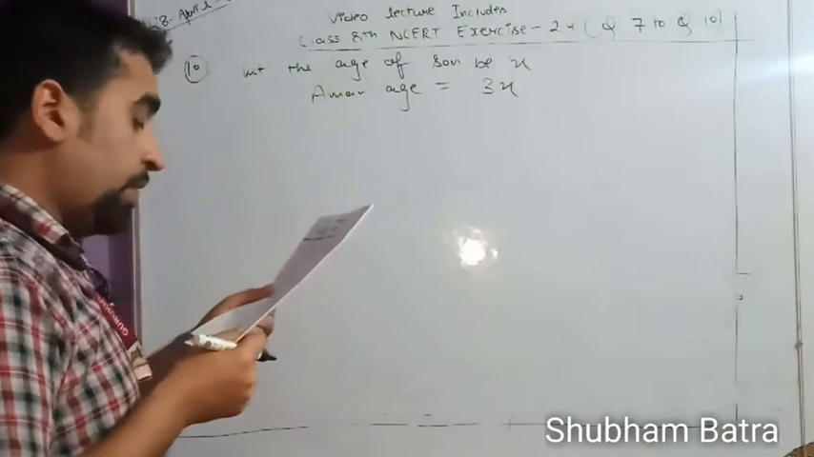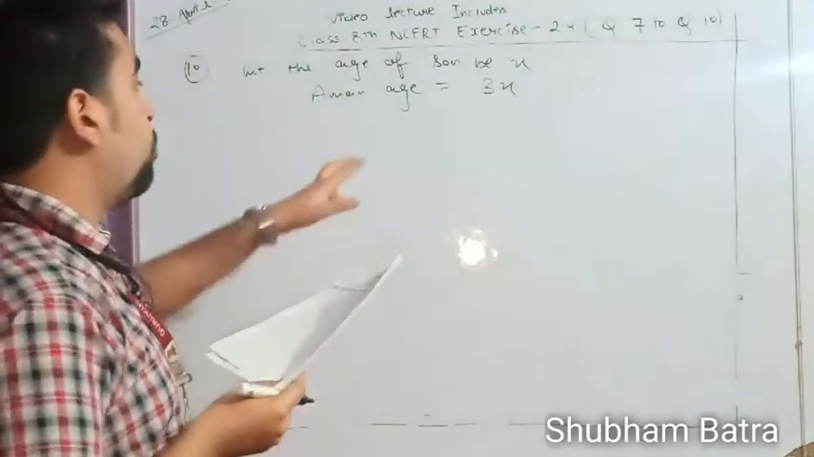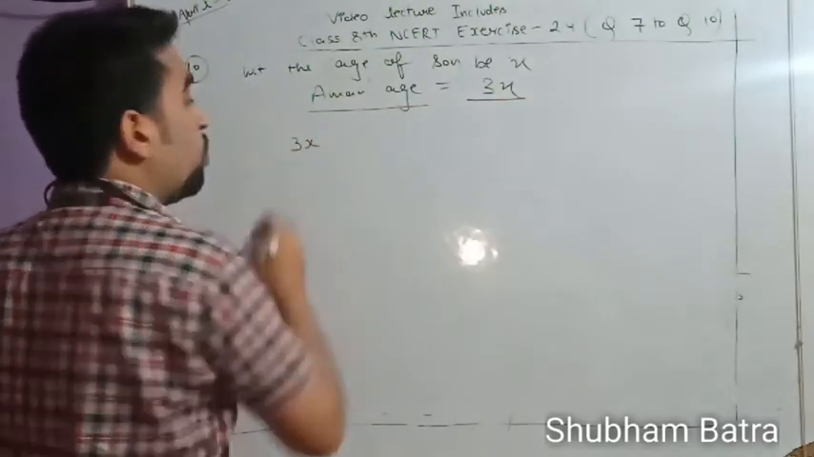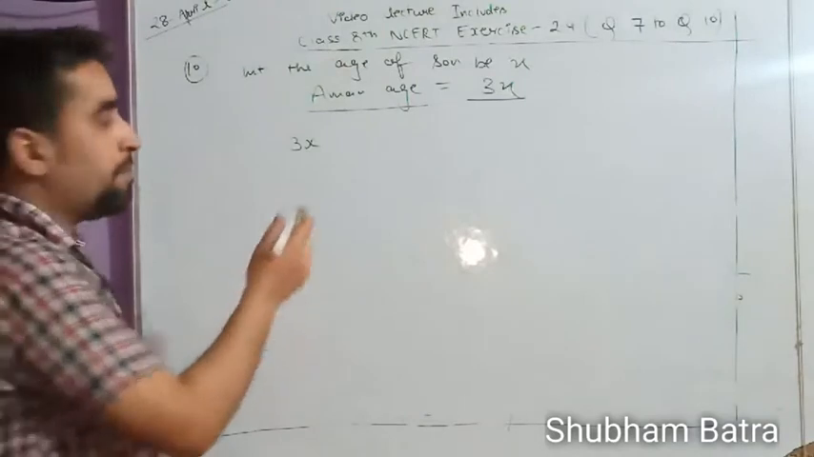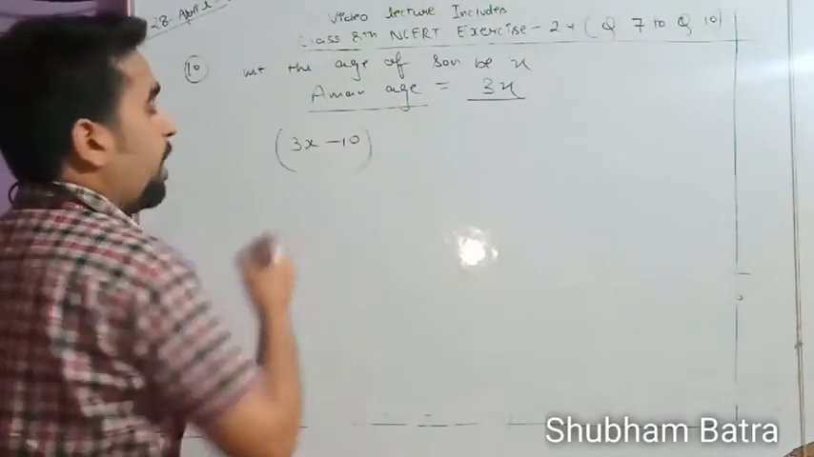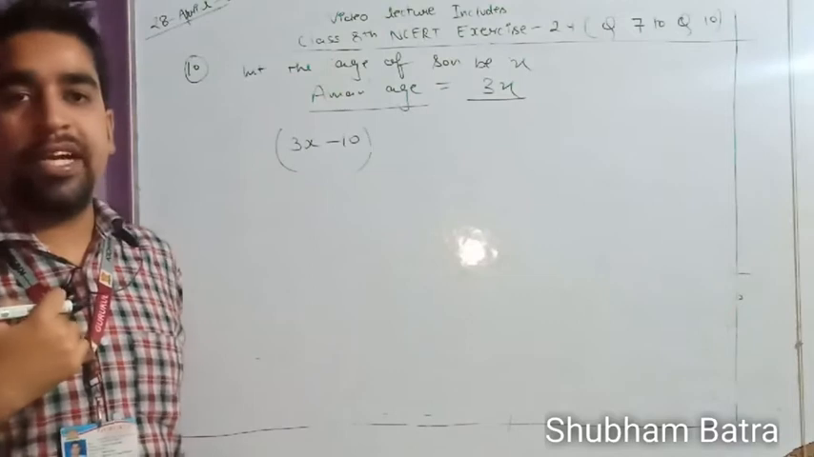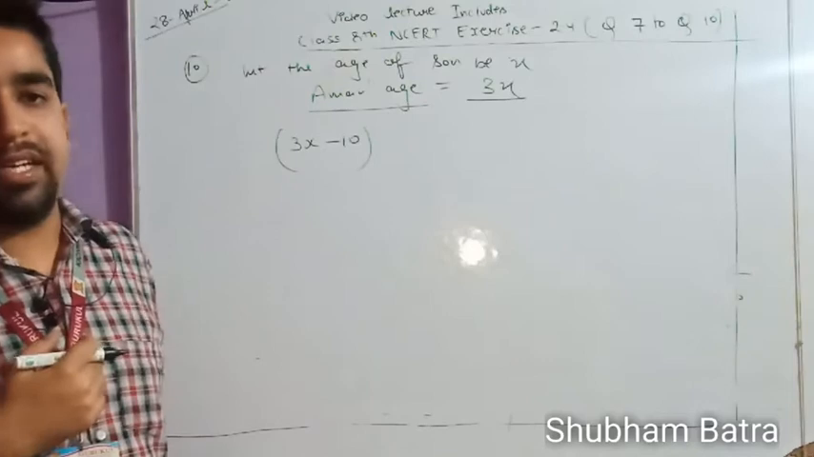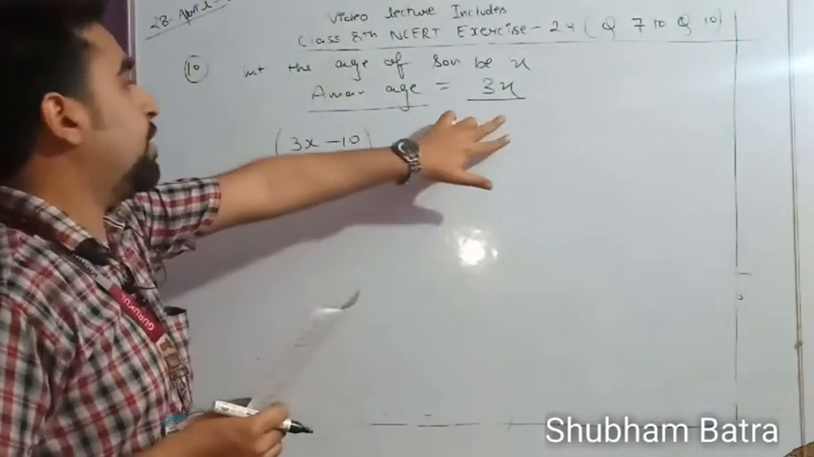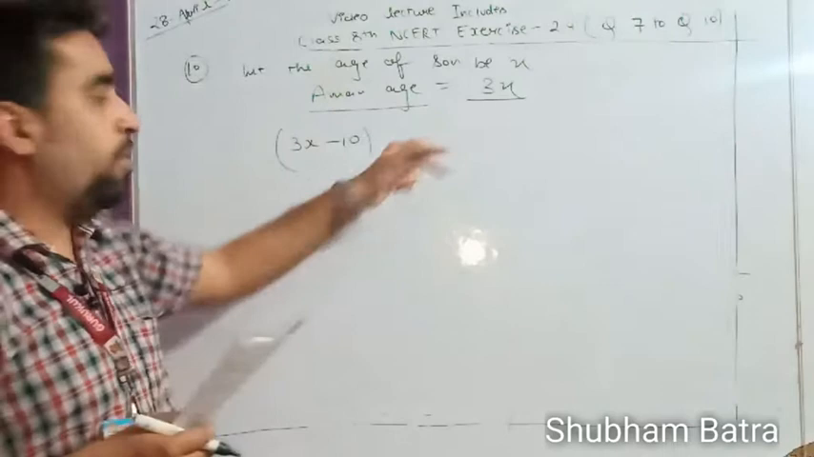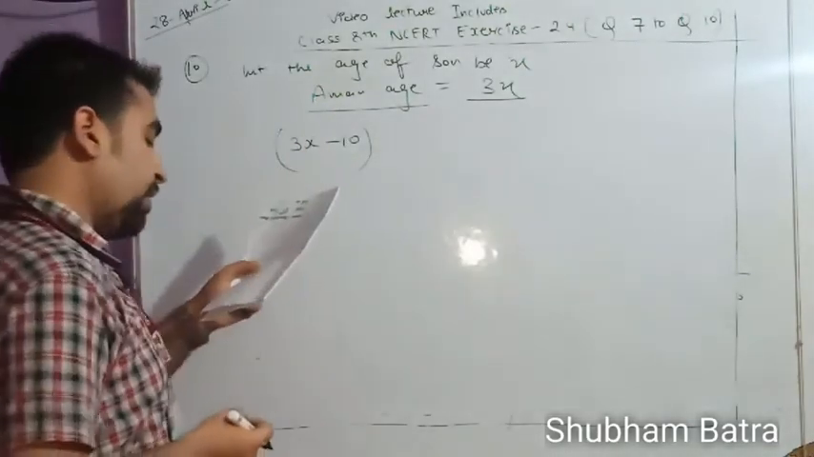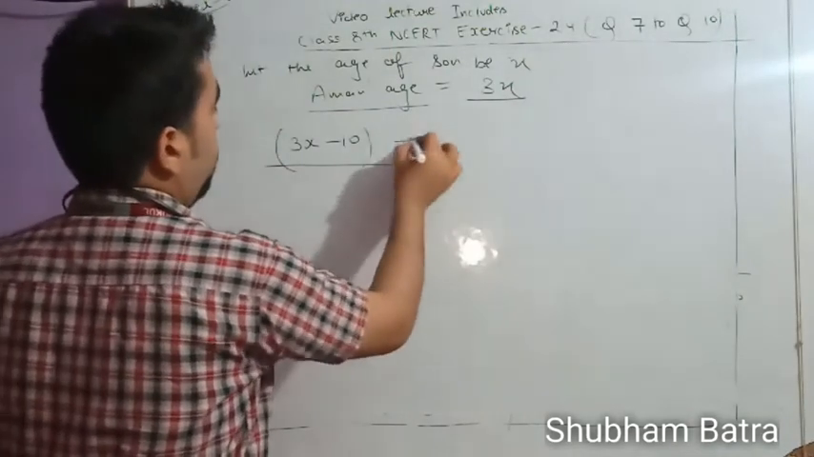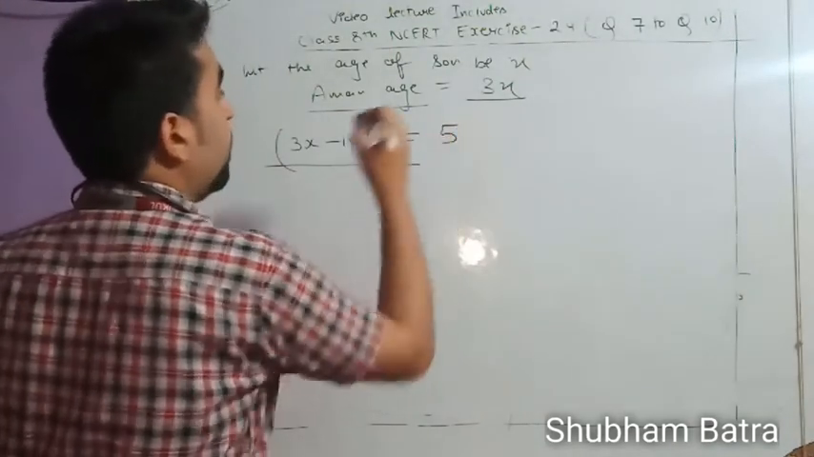Now, 10 years ago. If Aman's age is currently 3x, then 10 years ago his age will be 3x minus 10. Suppose someone asks my age 10 years ago. I am 28 years old, so 10 years ago I would be 18. In the similar way, if Aman's age is 3x, 10 years ago he will be 3x minus 10. 10 years ago, he was 5 times his son's age.